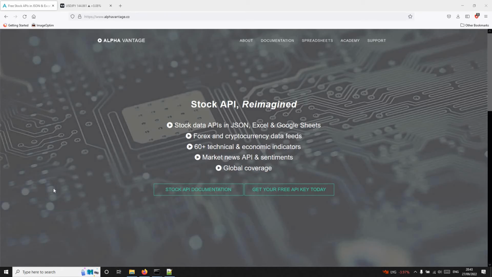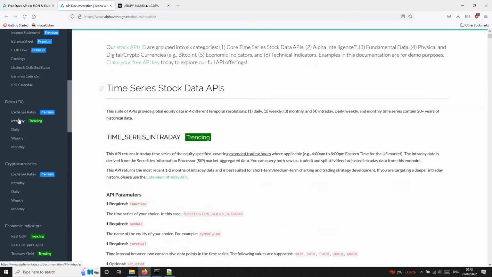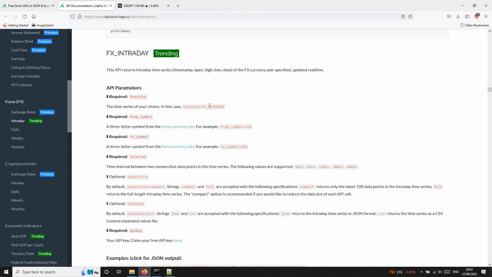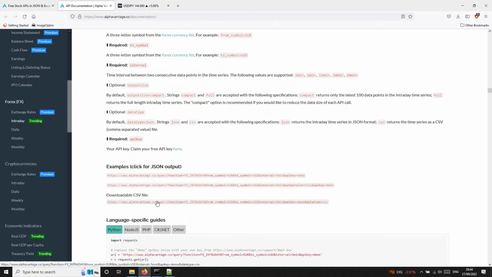Okay, first thing we need is the data. We can take data from Alpha Vantage. It's free of cost. So go to alphavantage.co and get your free API key. You just need to register with your email. Click on stock API documentation, and what we need is to go to the Forex and Intraday. Within this one we can get the data for different pairs at different time intervals. It gives us compact, which is 100 data points, but we want full, which gives us the last 1000, and they give us the data in JSON and CSV.